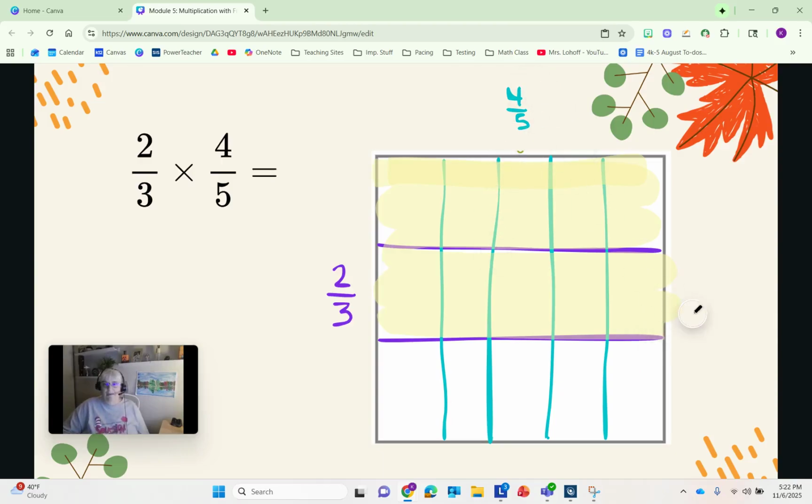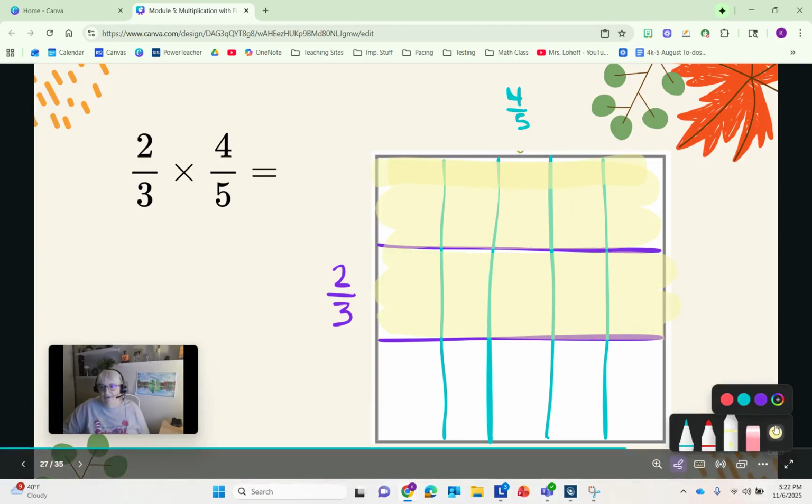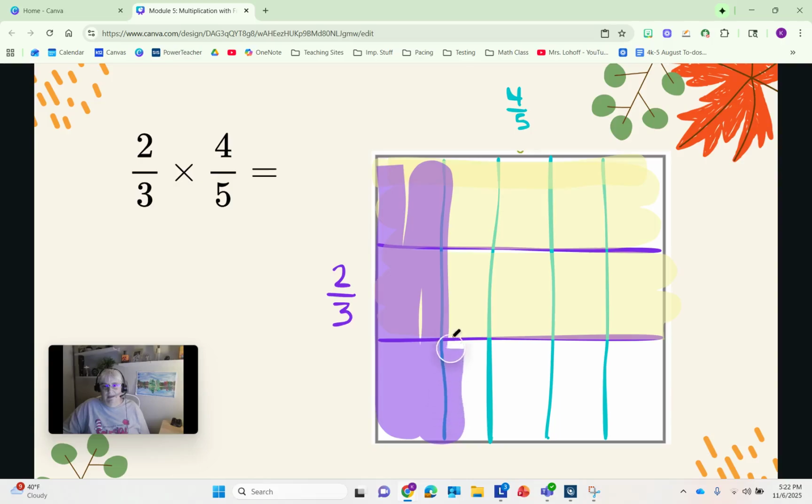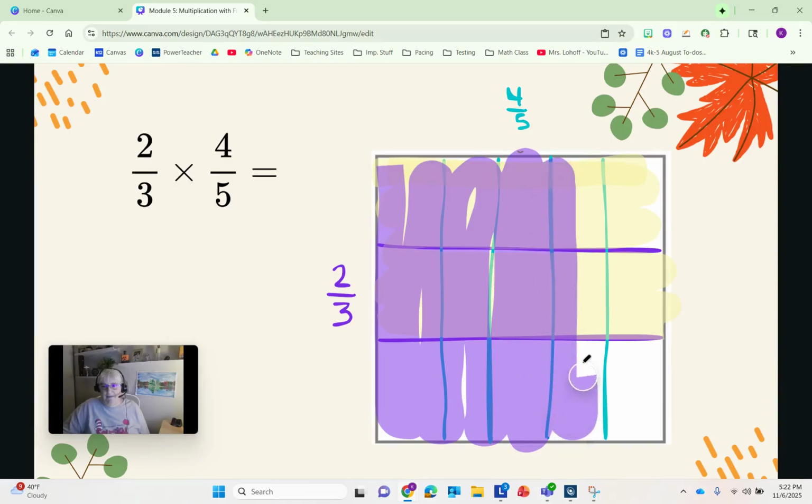Then I'm going to come back with a different color and I'm going to do the 4/5. Let's do purple. That's 1/5. That's 2/5. Here I'm going into the 3/5 and 4/5.